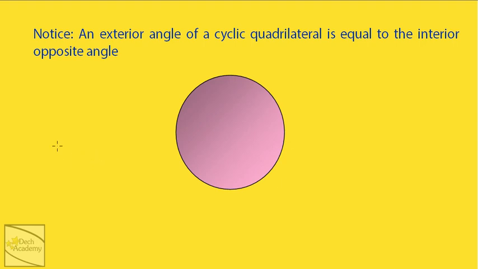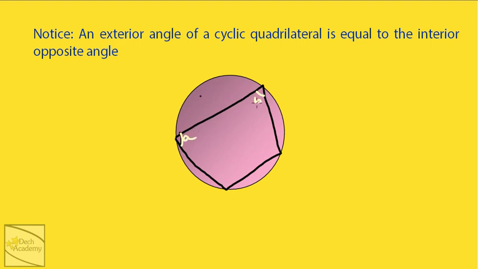Another useful observation, or fact rather, relating to cyclic quadrilaterals is that an exterior angle of a cyclic quadrilateral is equal to the interior opposite angle. What does that mean? I'll just give you a cyclic quadrilateral.